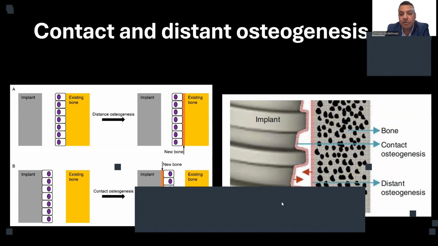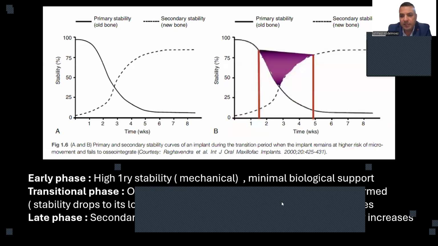Completion of both osteogenesis processes results in complete new bone synthesis at the implant-bone interface, which is finally called implant osseointegration with the jawbone. As we see in these two figures, on the implant interface we see the contact osteogenesis, and on the bone interface we see the distant osteogenesis.